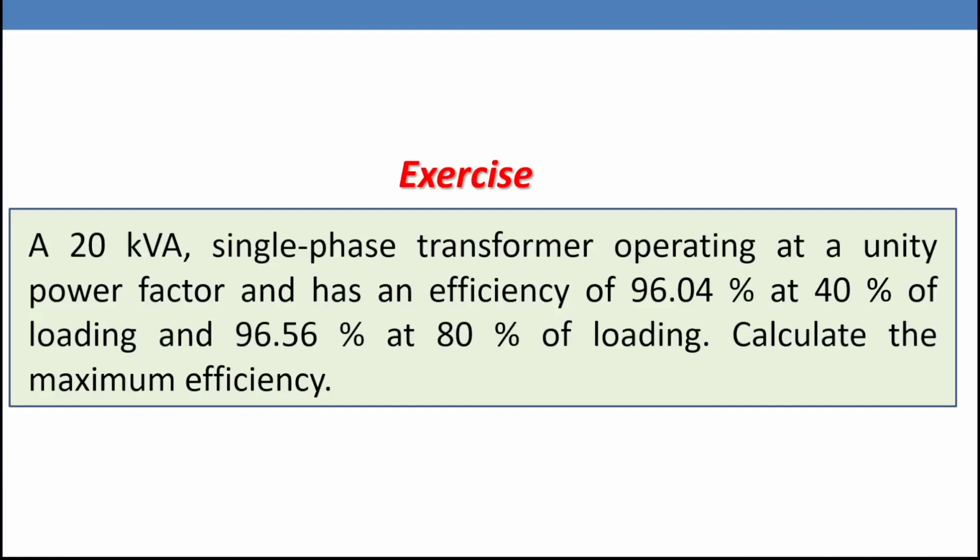Exercise. A 20 kilovolt ampere single phase transformer operating at unity power factor has an efficiency of 96.04% at 40% of loading and 96.56% at 80% of loading. Calculate the maximum efficiency. I'm not going to solve this problem. I'm going to leave it for you, and you are going to add the answer in the comments, and we can discuss the answer and solution together.